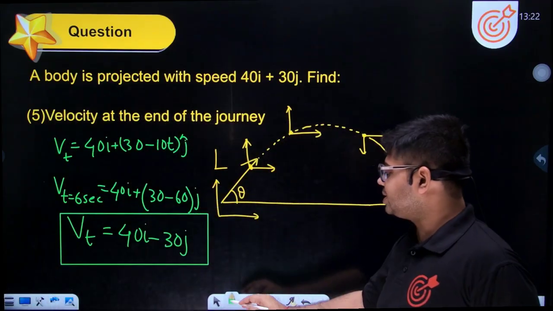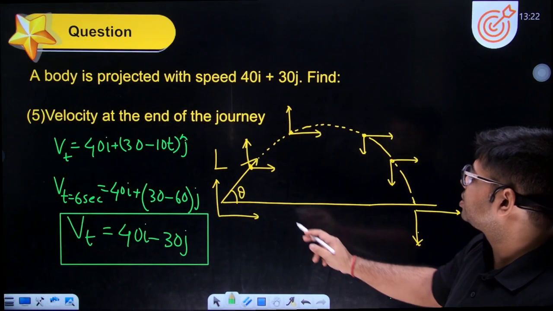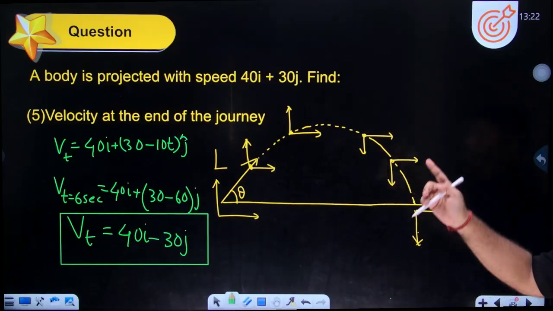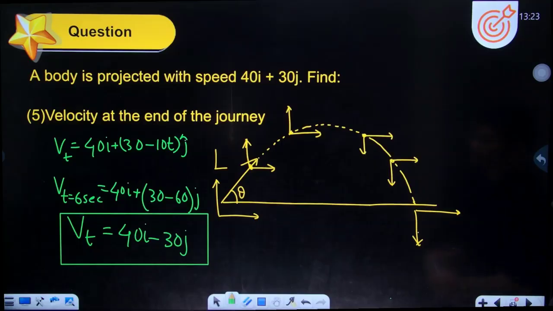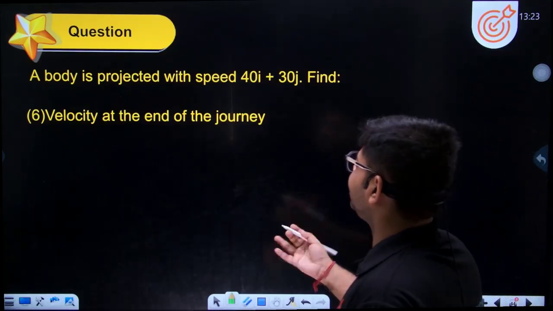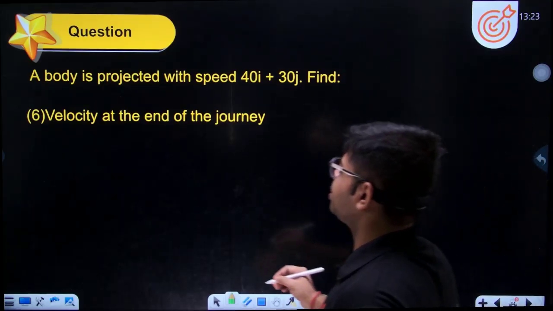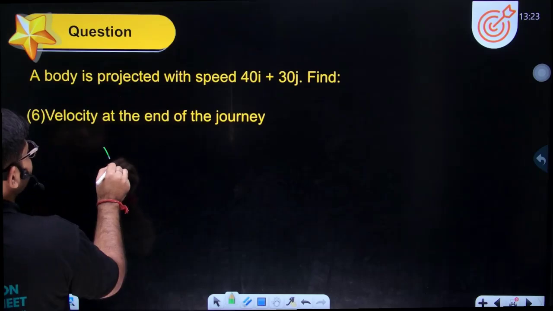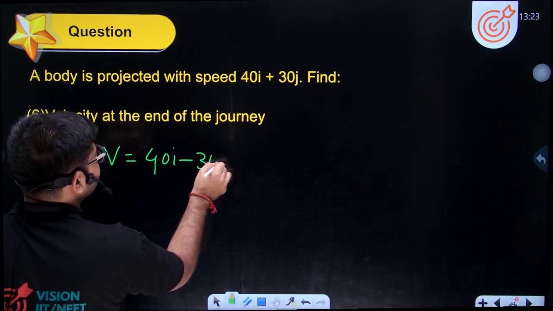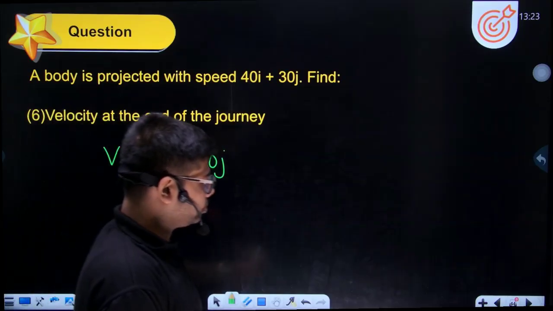See, exactly this what I said. So the starting velocity was 40i plus 30j, ending is 40i minus 30j. Velocity at the end of the journey, yes. So velocity at the end of the journey is going to be 40i minus 30j.